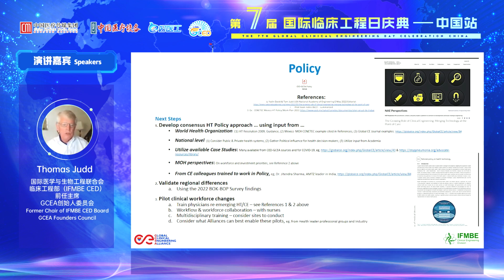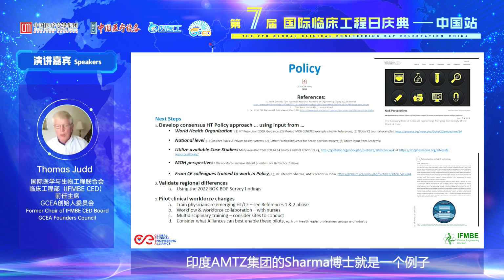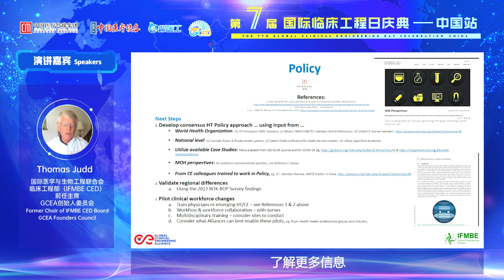That would be something that could get into policy. It would get into workforce and investment. Japan does a lot of that, but they have a model, and there are other models around the world asking what clinical engineers can do in care delivery that relieves doctors and nurses from certain responsibilities so they can focus more on the patient. We have colleagues who are trained for national work and policy. Dr. Sharma from the AMTZ group in India is an example. Dr. David and I had the privilege of writing a perspective about this that reached the highest level of engineering in the US earlier this year, so you can look into that reference and find more.